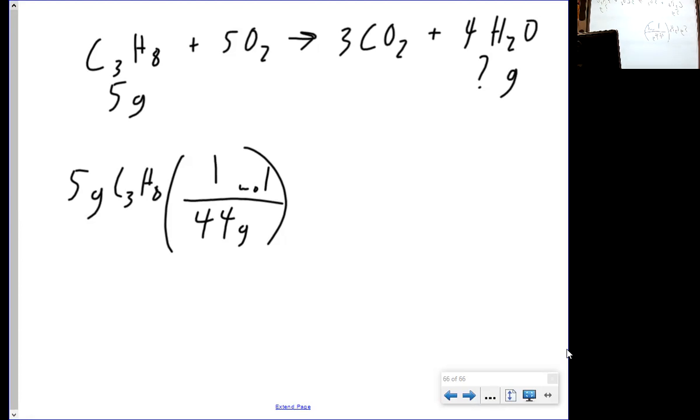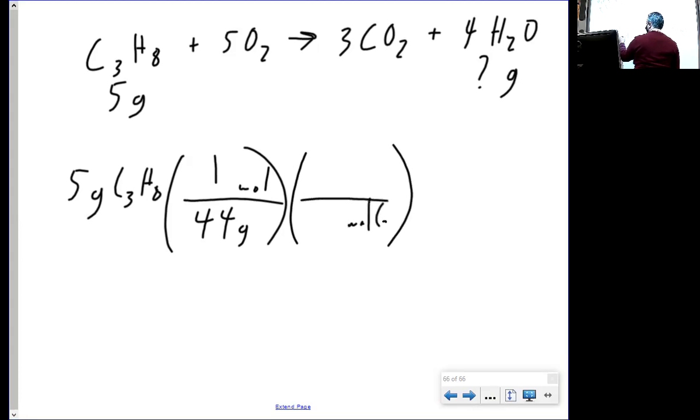All right. That gets me to moles of C3H8. I don't want to be talking about C3H8. I want to be talking about water. So my moles of C3H8 on the bottom, moles of water on the top. And where am I going, moles to moles? What numbers? 1 and 1.